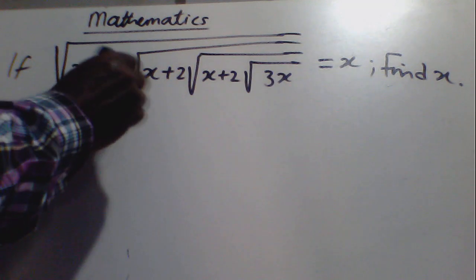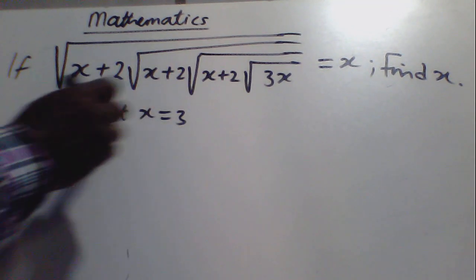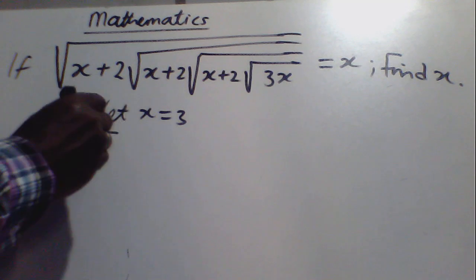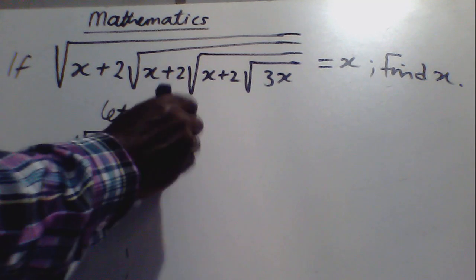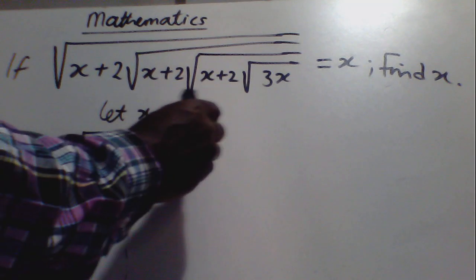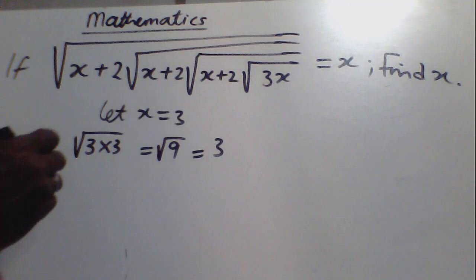So let x equal 3. If x is equal to 3, we now have the square root of 3 times 3. This will give us the square root of 9, and the square root of 9 is 3. So here you have to put 3.